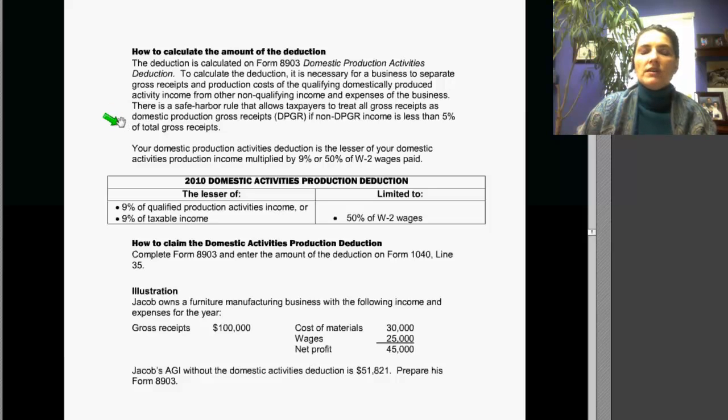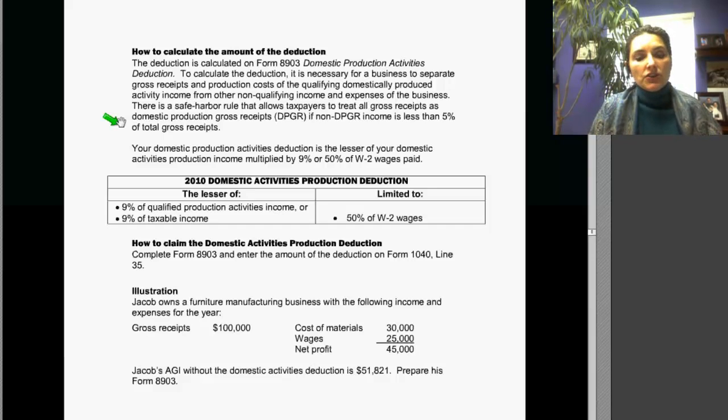So what that means is you are supposed to keep track of how much of your income comes from a domestic production activity and how much of your income comes from other sources that are not production of income. For example, you might manufacture a product and you might also maintain a retail store where you resell items, including your own product. And the IRS wants you to keep track of those two separate income and expense flows separately.